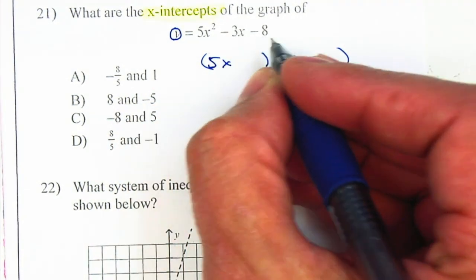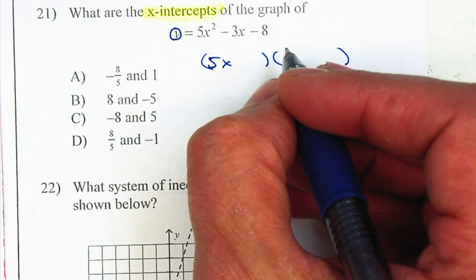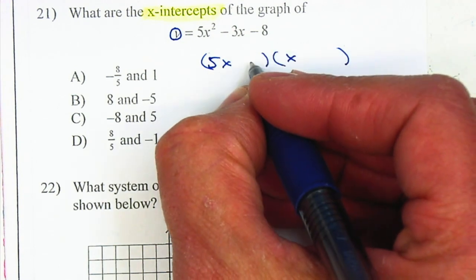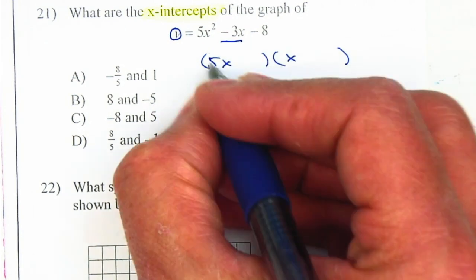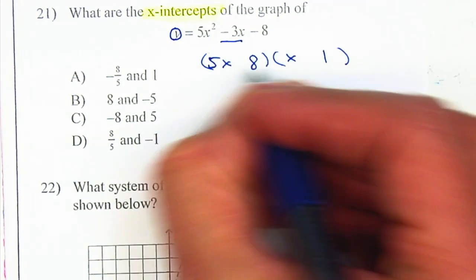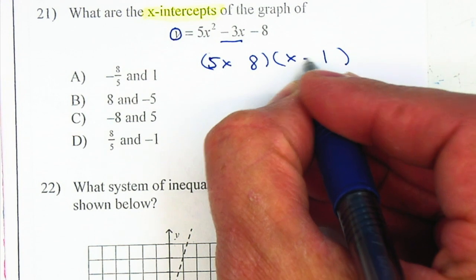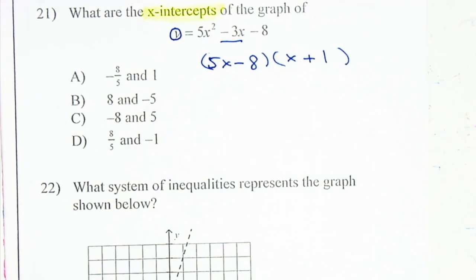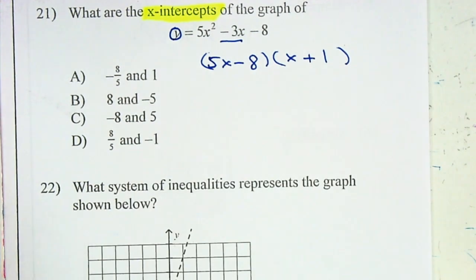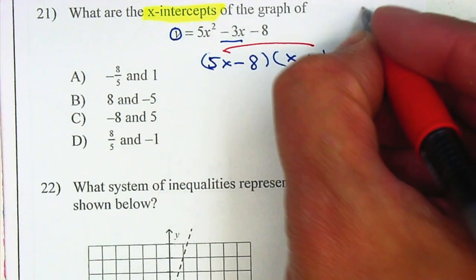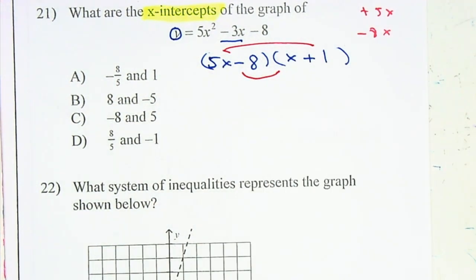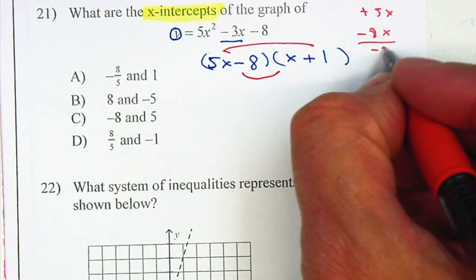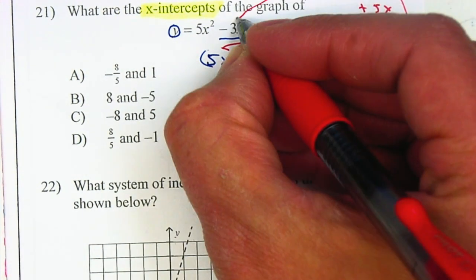Factors of 8 will be 8 and 1 or 2 and 4. I need to end up with a -3 once I FOIL, so I'll use 8 and 1. I'm going to make that a positive and this a negative, because that will give me positive 5x and negative 8x. If I add them together, it gives me -3x, and that matches.